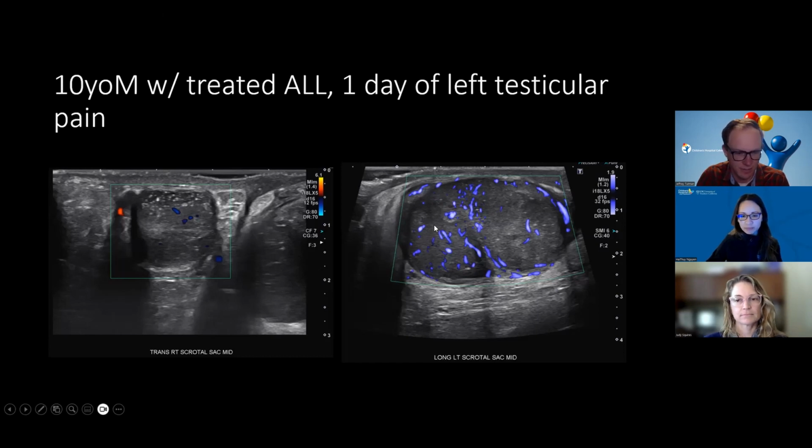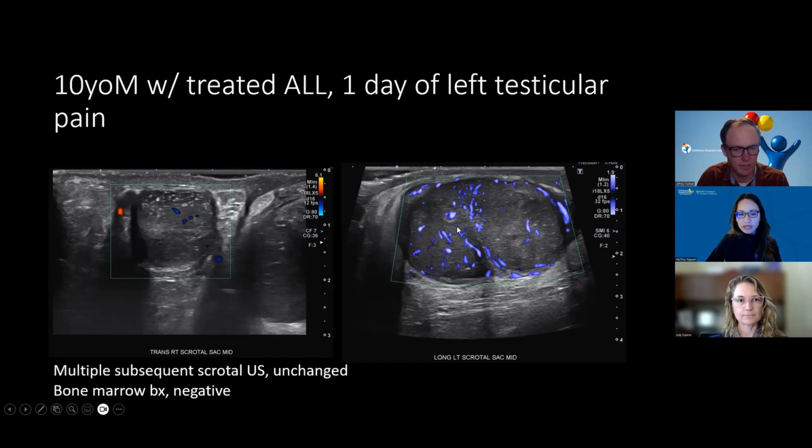And I didn't think it was torsion, but we did image multiple times, because he kept coming back multiple days in a row, just complaining of said pain. But they always looked the same. There's always color or blood flow in some areas, and then some areas have absent blood flow. So there was high concern, and surgery or urology did offer to do an exploration, but they decided to hold off on that.